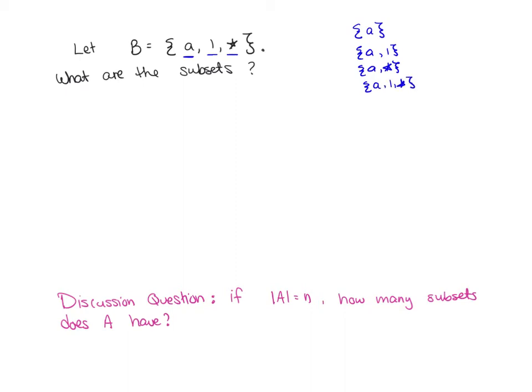So I think those are all of the different ways that I can have A in my set. I could also not have A in my set. So maybe we just have 1, we just have star, or we could have 1 and star. And then I could also just have the empty set.